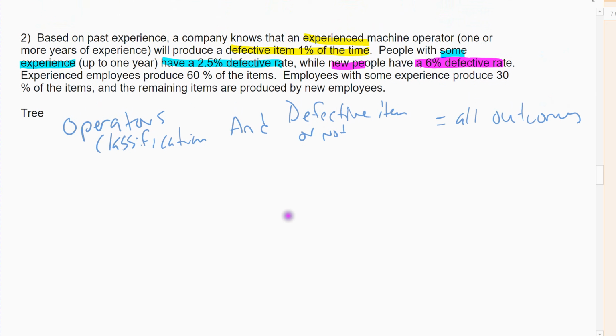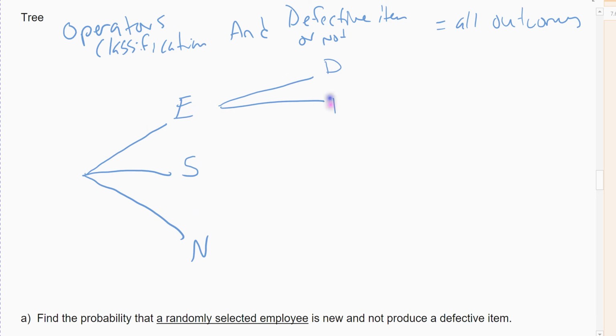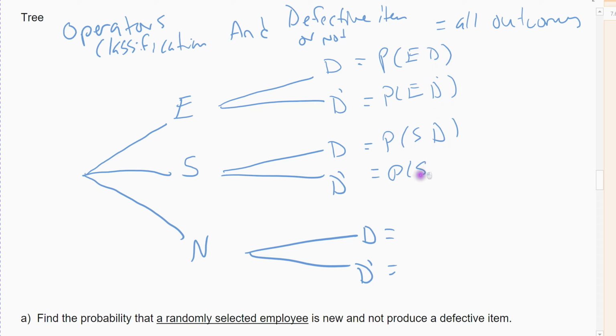All right, so there's 3 classifications, and so I'm just going to do E, S, and N. I've got experience, some experience, and new guys. All right, so E means they've got experience, S means they have some experience, and N is the new people. All right, and then they will produce some defective items, they'll produce some not defective items, and so on. So my D stands for defective, D prime is not defective. Defective, not defective, and then all my outcomes. So this would be the experienced guy made a bad item, the experienced guy did not make a bad item. The some experience made a bad item, the some experience did not make a bad item. And the new guys made a bad item, and the new guys did not make a bad item.